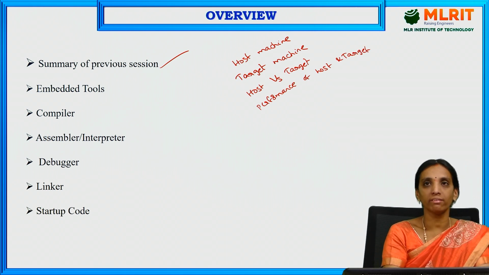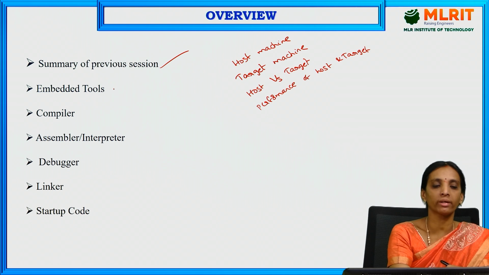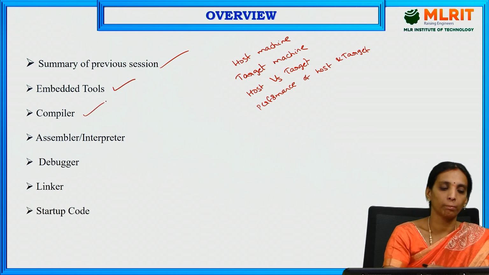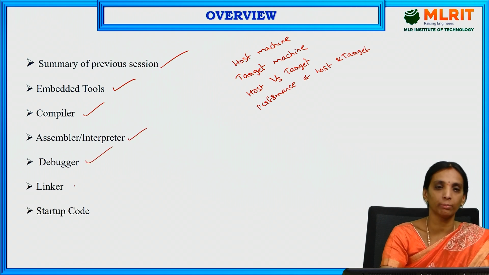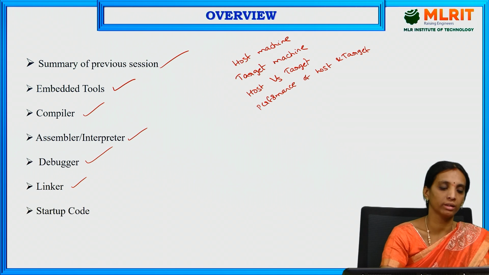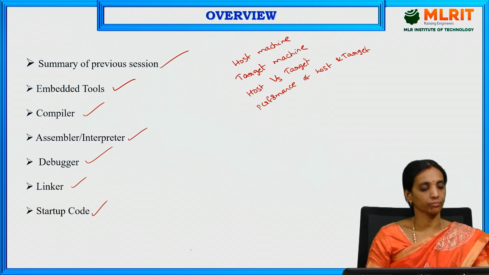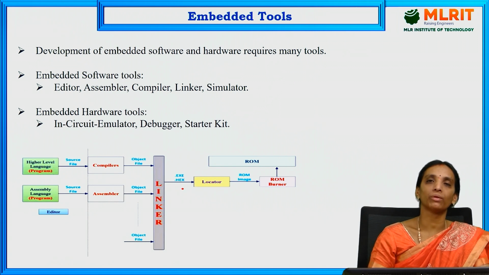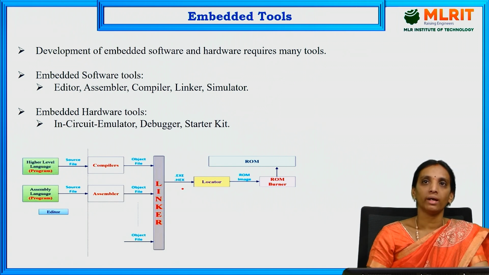Now in this session we are going to discuss what tools are available for embedded software, and the compiler, what is meant by compiler. What is the purpose of the assembler or interpreter, what is the purpose of the debugger, what is the purpose of the linker, and what is the purpose of startup code. First, what are the different types of tools available for our embedded systems.